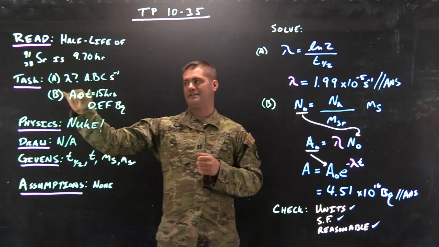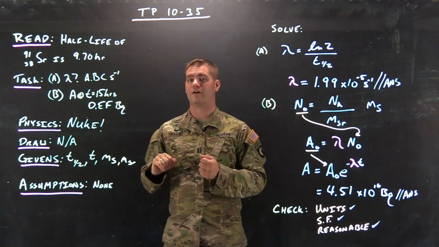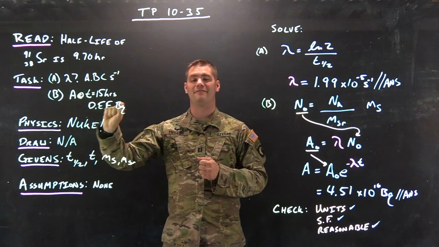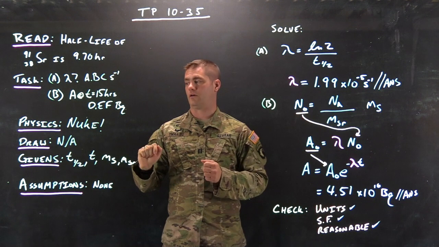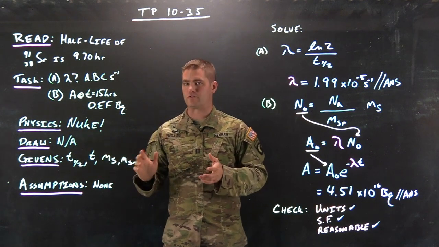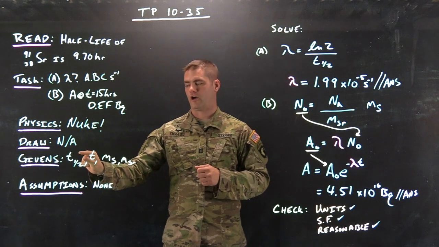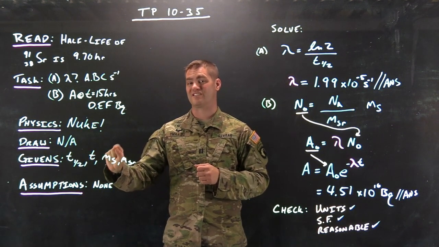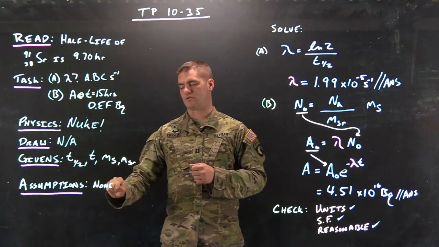So the task we're first given, find our decay constant. It's going to be 3 significant figures with our final units as per seconds. Our second part of the problem is the activity at 15 hours. Again, 3 significant figures with our final units of becquerel. The physics, as we mentioned earlier, is nuke. Nothing needed for the draw step. The givens, initially we're given the half-life, the time that we're trying to determine the activity for the sample, the mass of the sample, the mass of strontium, and the assumptions, none.